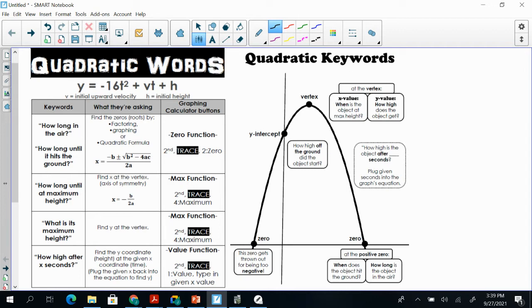So how long is it in the air? How long until it hits the ground? Time is always along your x-axis. So this is always going to be time. And this is going to be height. So going up is going to be how high.